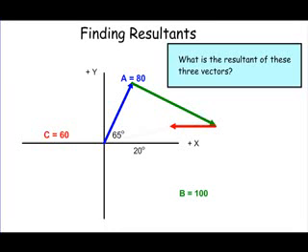and then the resultant connects the beginning or the tail of vector A to the head of vector C. In other words, the beginning to the end, and you have it right there. So if we were to solve this graphically, you would see the resultant is the purple vector located as shown.